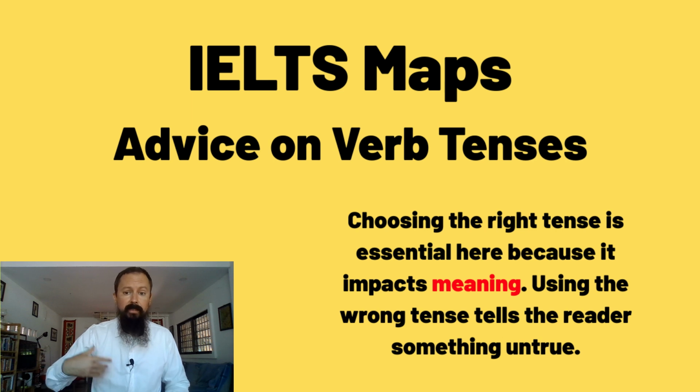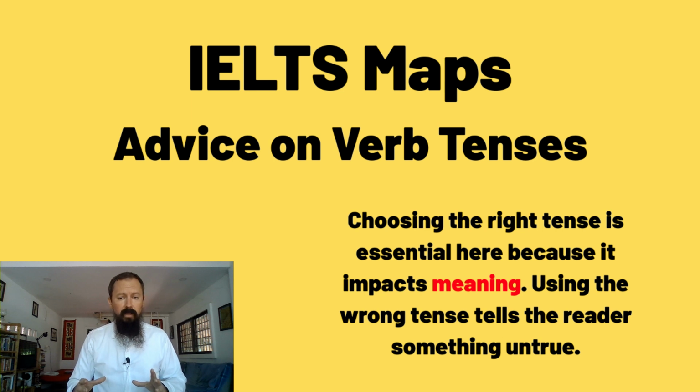So this is when you have to write a description of two maps that you're given. And I'm going to focus on the verb tenses that you need to use in order to describe these accurately. Now, verb tenses are always quite important for IELTS, but in the other parts of the exam, if you make a small mistake, it's usually a small problem. But for map descriptions, if you make a small mistake, it can actually be a big problem. And the reason is that here, your verb tense impacts meaning to a very high degree.